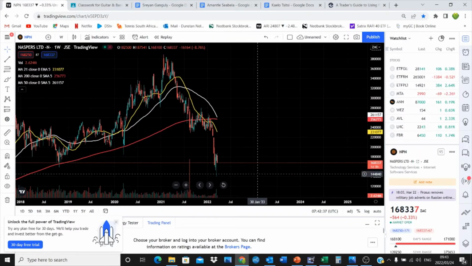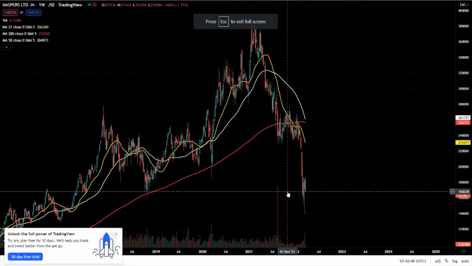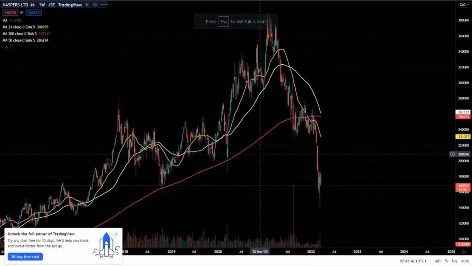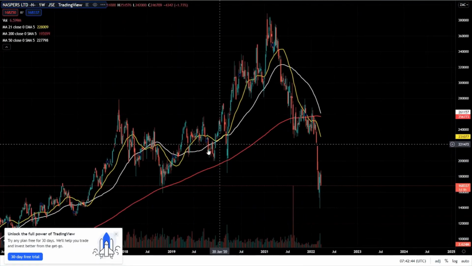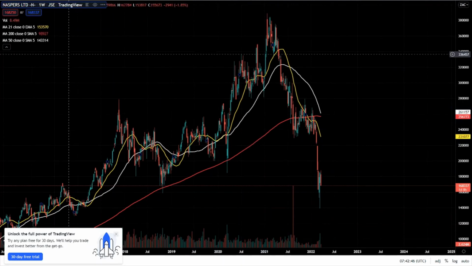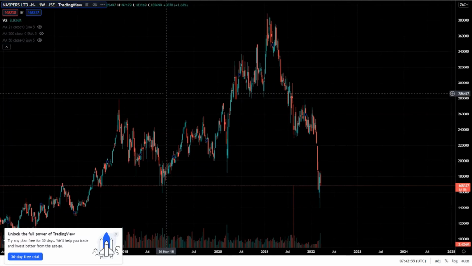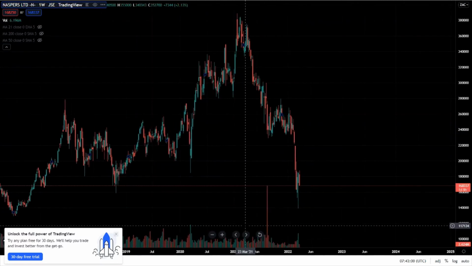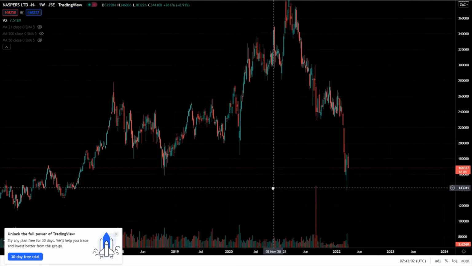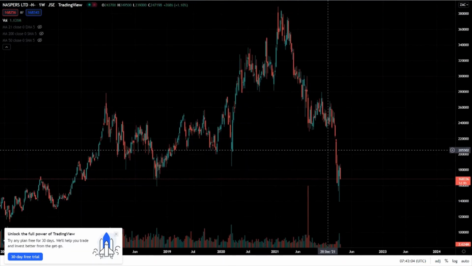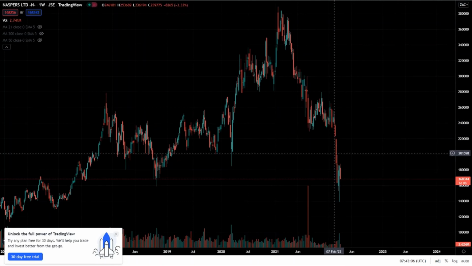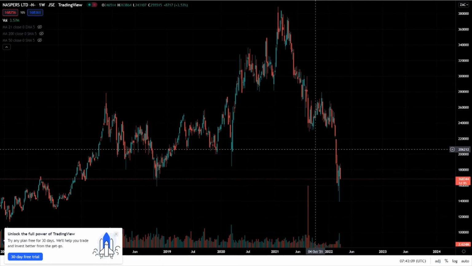Right, so here we have the Naspers chart, and we have similar type of moving averages happening over here. So what I'm going to do is just hide all of these for a second. You can just hide them by clicking on the eye here. Now if you take a look at this, it's pretty difficult to just ascertain where's a good place to buy because you've seen price really drop quite drastically over here.